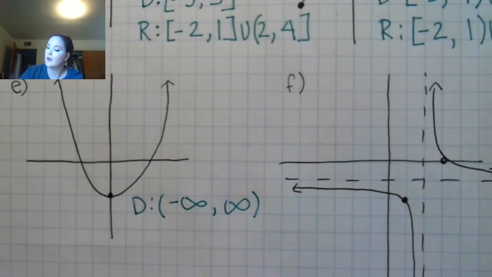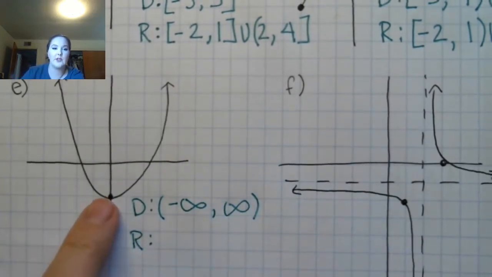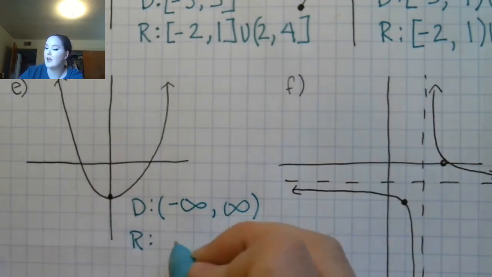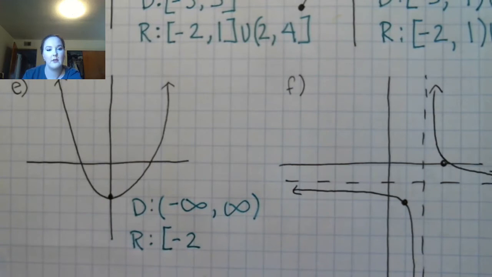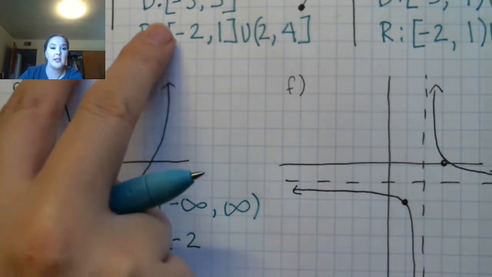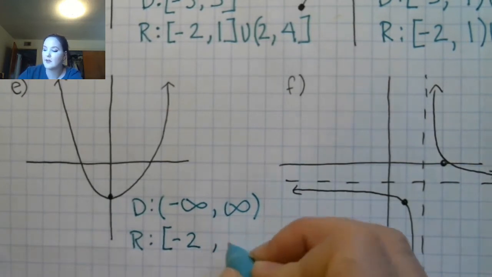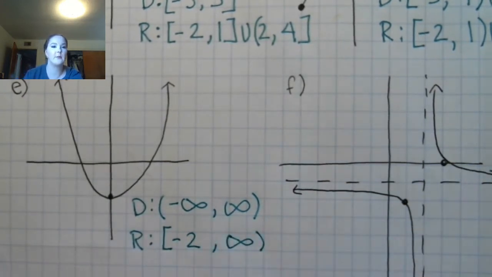Okay, now let's look at the range. We're going to start at the bottom of the graph, which is at the vertex, right? That's at -2, and that point is included. Then as we move up the graph, we can see that it continues off to infinity. So that's going to go to infinity, and we always use parentheses with infinity.